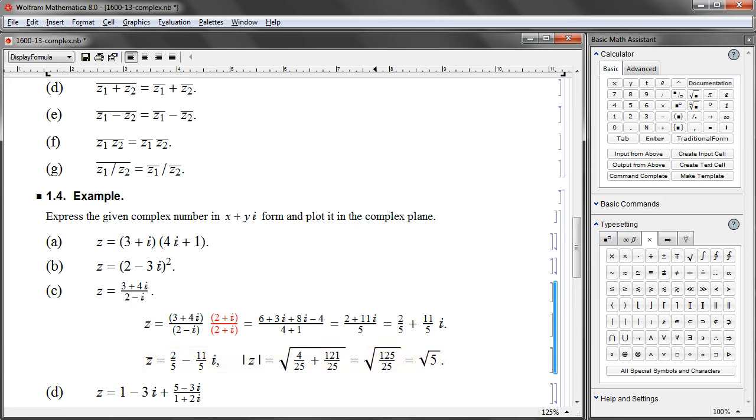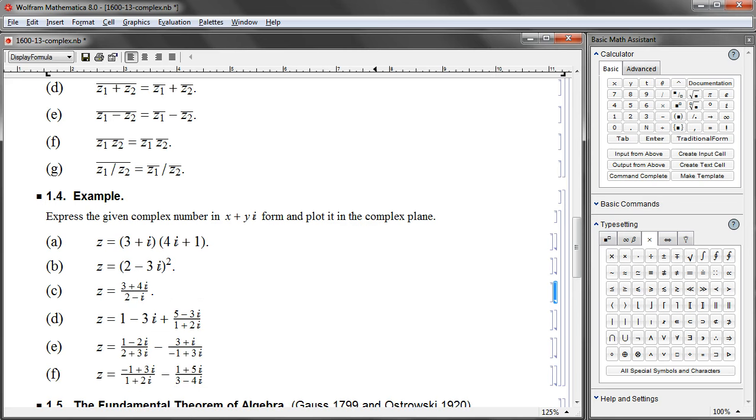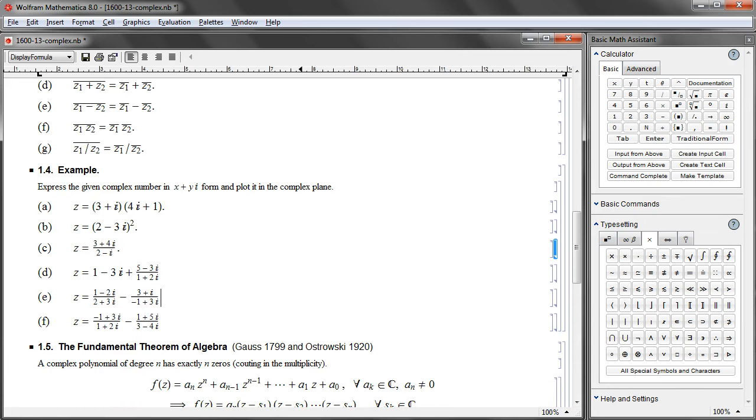The other problems can be done in a similar fashion, like for example, in case of f, you'll have to rationalize the denominator of the first fraction and the denominator of the second fraction, get x plus yi form for both of them, and then subtract one from the other or add one to the other. It is time consuming, but nothing spectacular there.